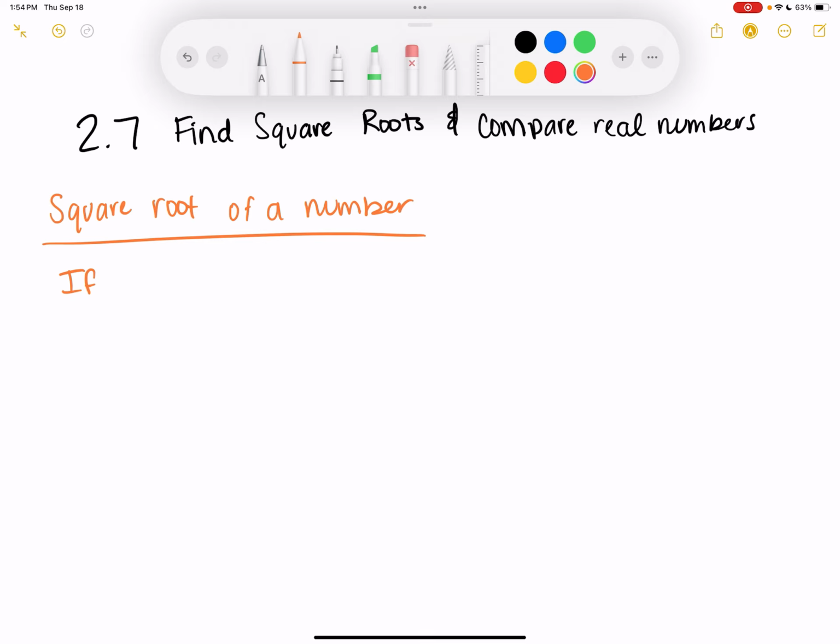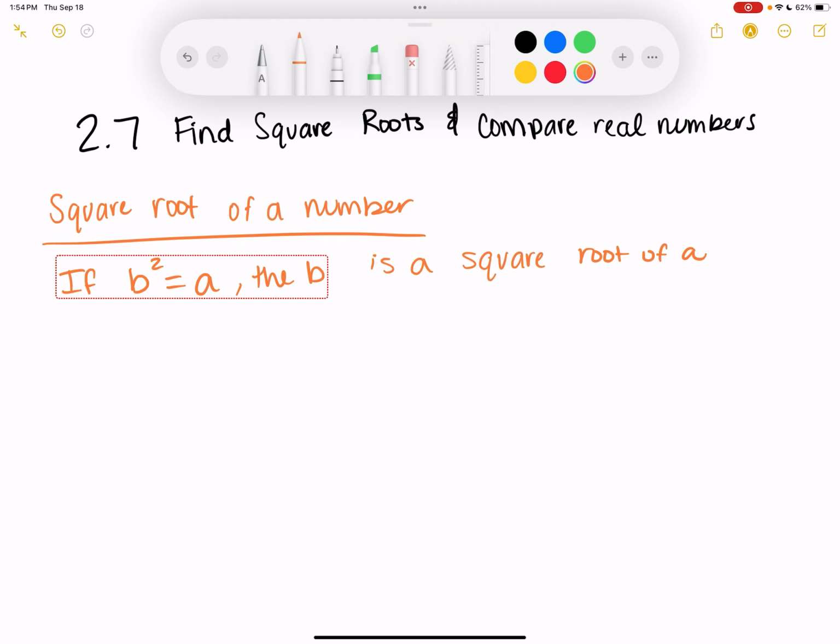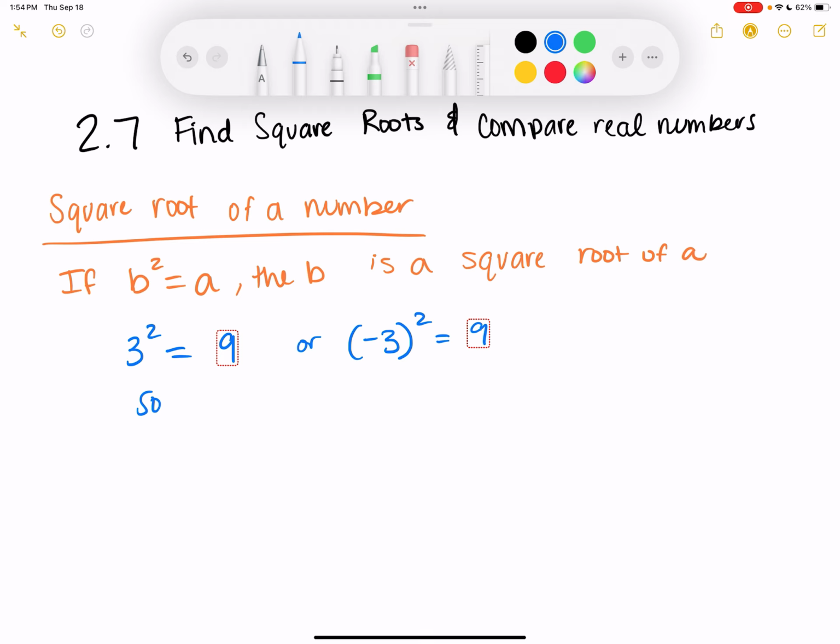If b squared is equal to a, then b is a square root of a. So, for example, 3 squared is equal to 9, or negative 3 squared is equal to 9. So, 3 and negative 3 are square roots of 9.